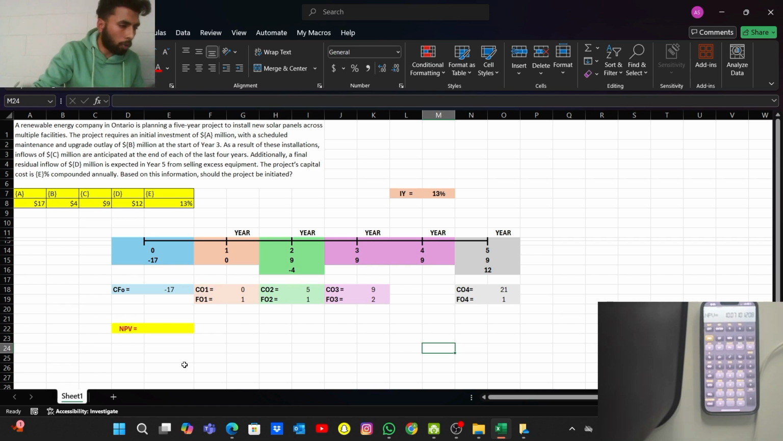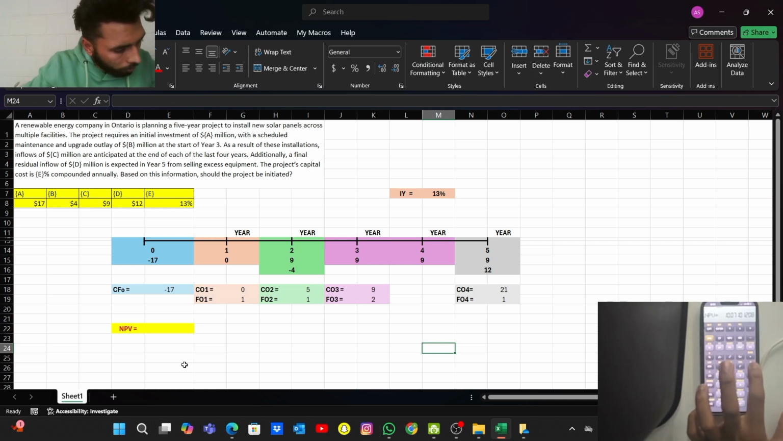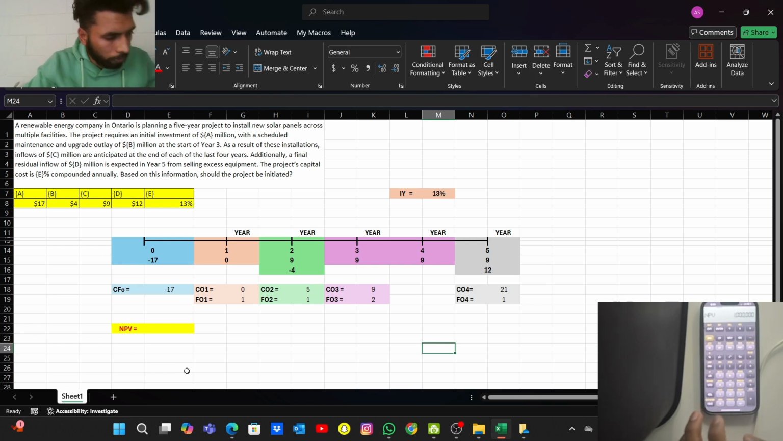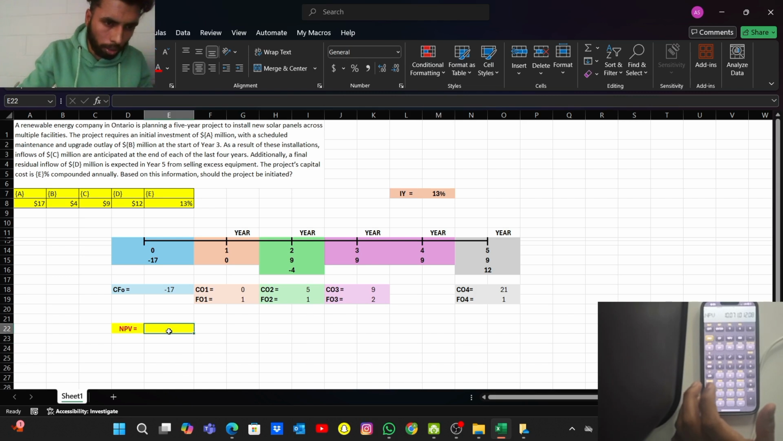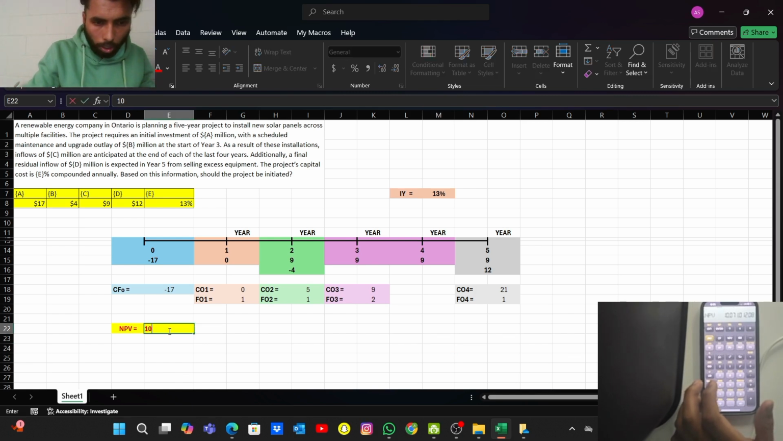We got an answer of 10. But don't forget, for the calculation I just put simple values, but all the amounts are in millions. So just multiply by 1 million. We got the answer 10,071,101.208.